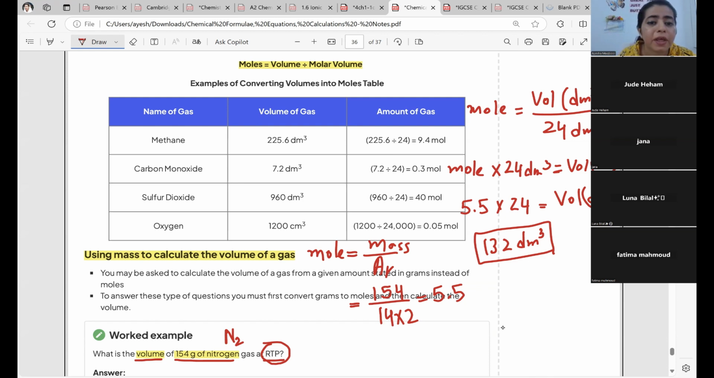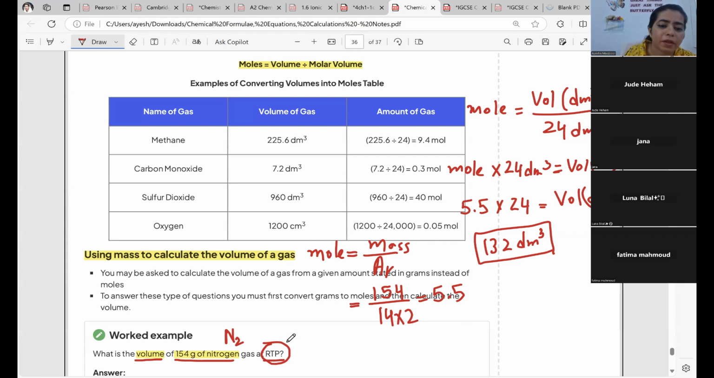What if the formula is not written? This formula is basically a standard formula. It's applicable whenever RTP is given. If RTP is not written, then we cannot apply this formula, because we are not sure what the conditions are.